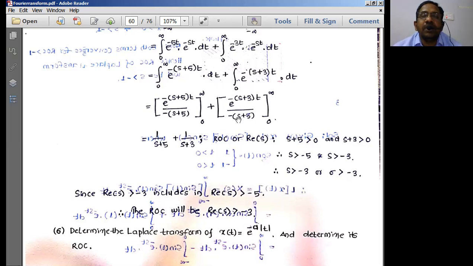Similarly here, upper limit minus lower limit. The lower limit has a minus already there, so minus into minus is plus. So obviously the same thing here, 1 by s plus 3 that I'll be having over here.